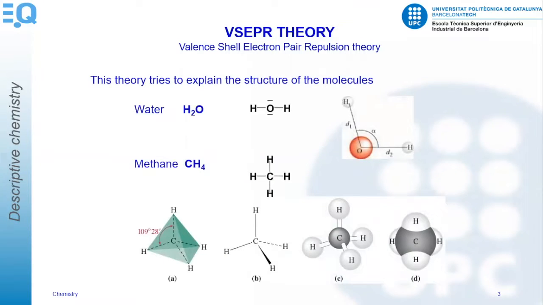Some aspects of three-dimensional configuration cannot be explained only by Lewis structures and resonance shapes. Because of this, we will move a step further and talk about the valence shell electron pair repulsion theory, which will allow us to explain the molecular structure. We will know, for example, how to understand the structure of the molecules in the slide, water and methane.